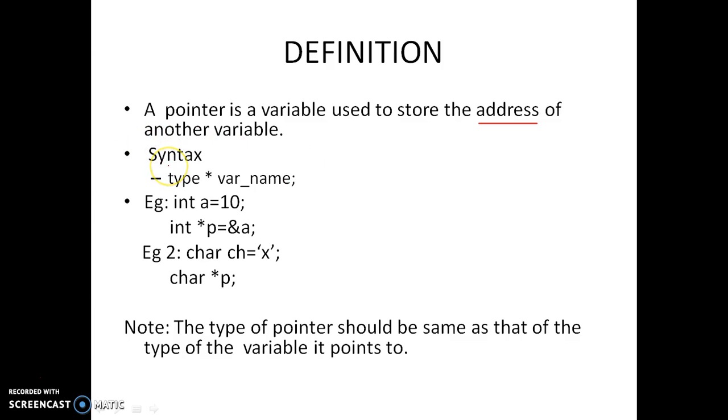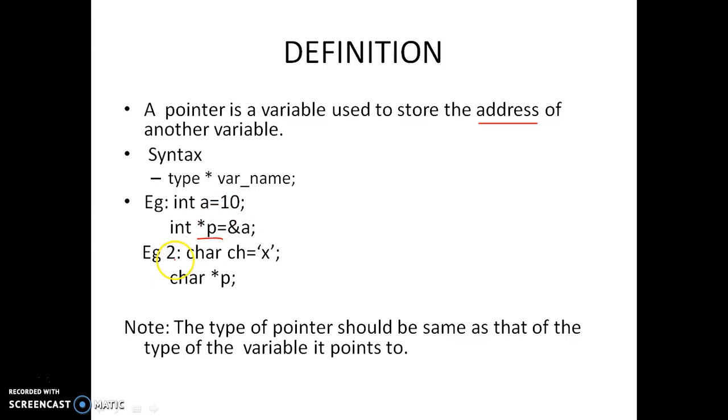We will see the syntax of declaring a pointer. It will be a data type followed by an asterisk symbol and a variable name. We will see it with an example: int a = 10 and int *p = &a. We are declaring an integer variable and assigning the value 10 to a. And here is the initialization of a pointer. *p denotes it's a pointer, and as you know, ampersand denotes the address of a variable. So &a gives the address of a and it will be stored in p.